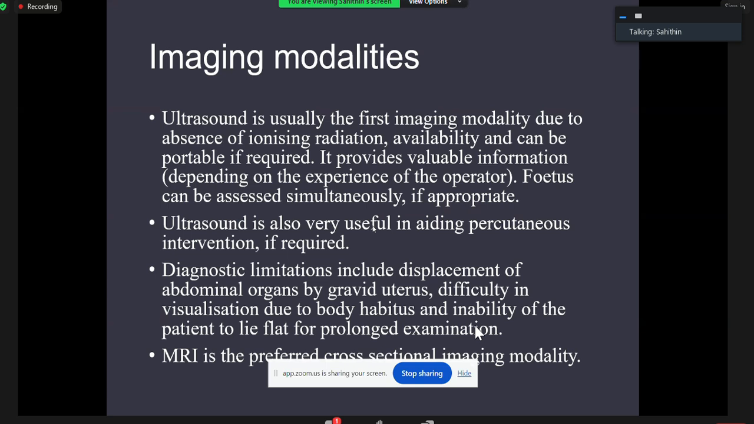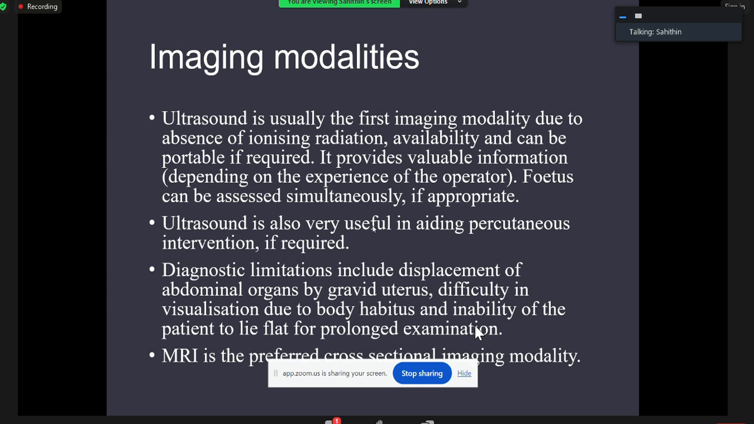And yeah, the limitations, as with any other woman, is the body habitus, where there is a displacement of the organs by the gravid uterus. So that's one. The woman's body habitus may limit visualization, and again, there is the inability of the patient to lie flat for a prolonged examination.